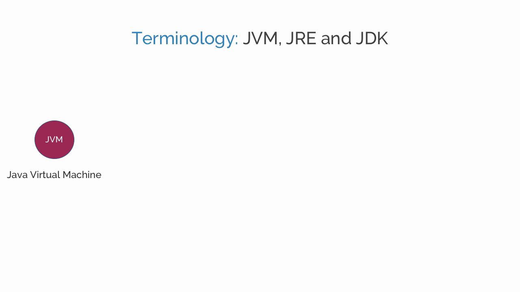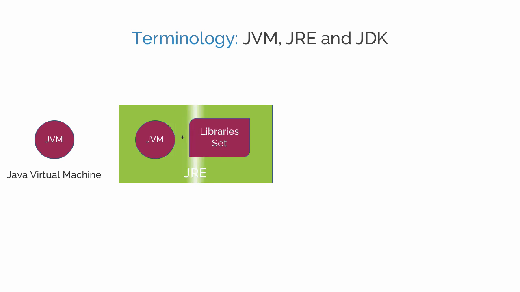Now as the name suggests, the JVM has a virtual presence in any device that runs the Java application. That is, it has no physical presence, it is only virtually present. Now if you combine the JVM along with some set of libraries, then they will together form the JRE, that stands for the Java Runtime Environment. As the name suggests, the JRE provides the environment to run any Java application.